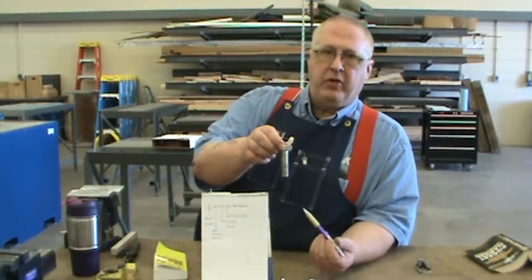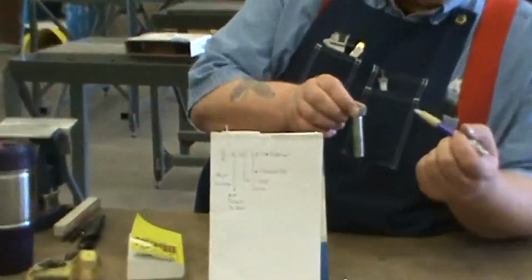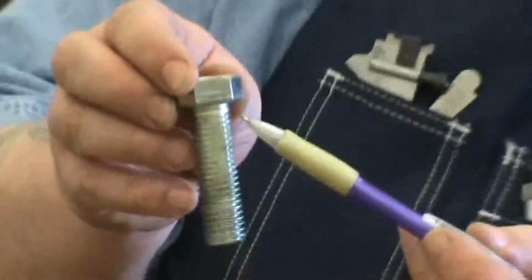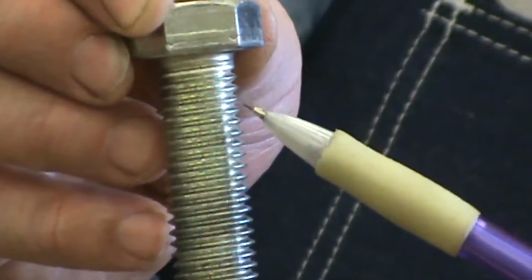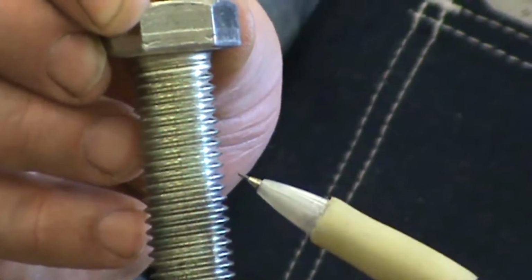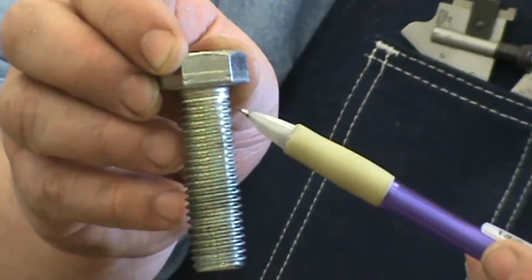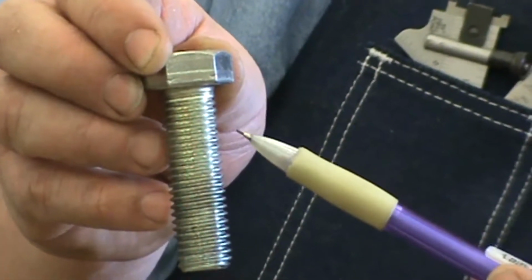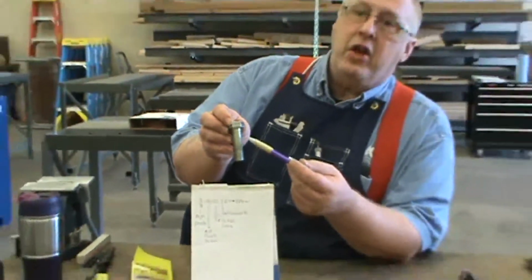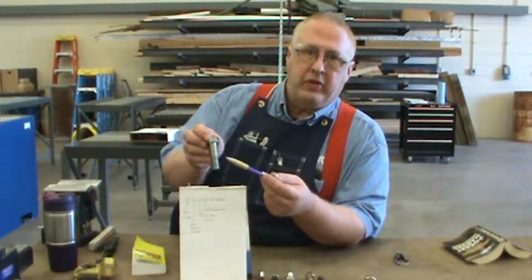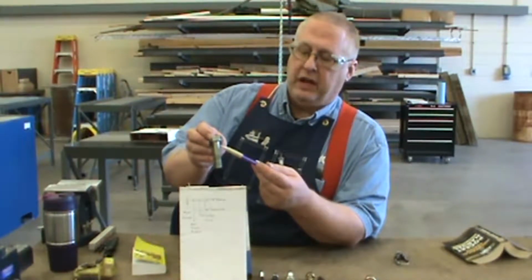The next number you'll see here is 16. What that means is that there are 16 threads per 1 inch of length. It's the number of threads per inch, and it'll be noted on there, but this is important. Now, unfortunately, in the English system we do not use the number of threads per inch in calculations, but what we use is called the pitch, and I'll explain that again in just a second.